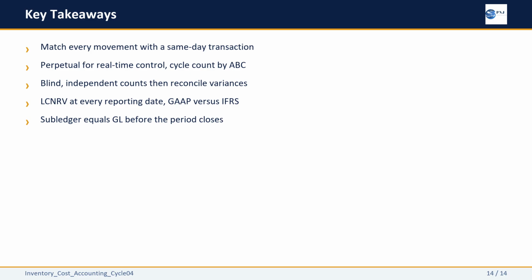Inventory is tested against lower of cost or net realizable value at every reporting date, and remember GAAP sets a permanent new basis while IFRS allows reversal. Finally, the subledger must equal the GL, with goods in transit accrued and GRIR cleared before the period can close. Next, in Phase F, we relieve inventory and recognize cost of goods sold.